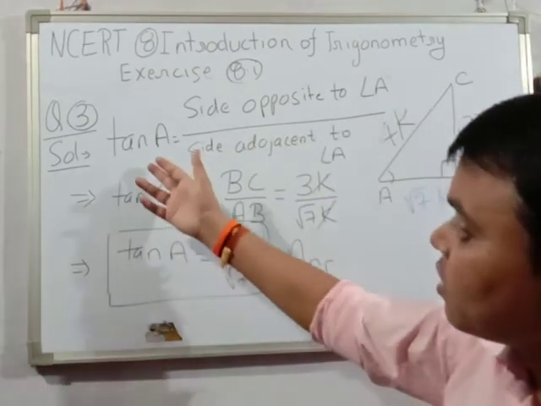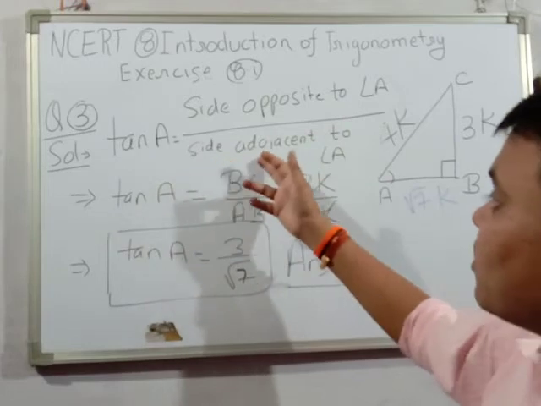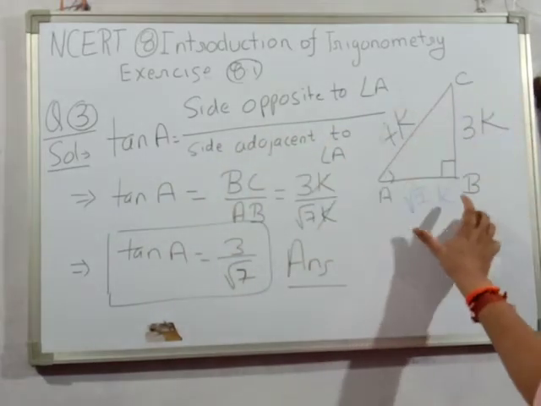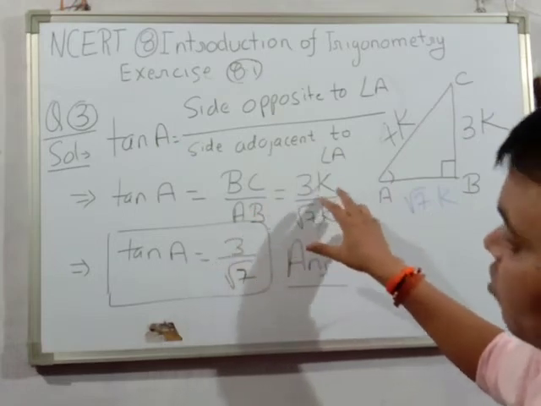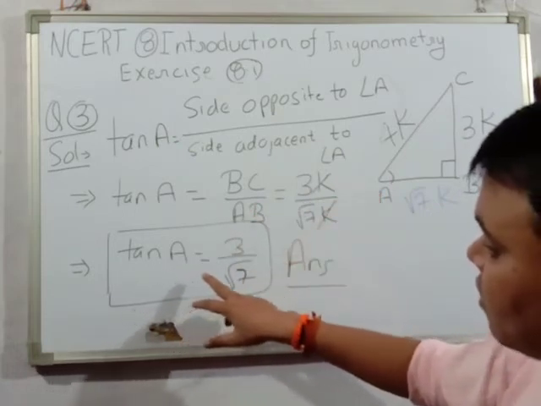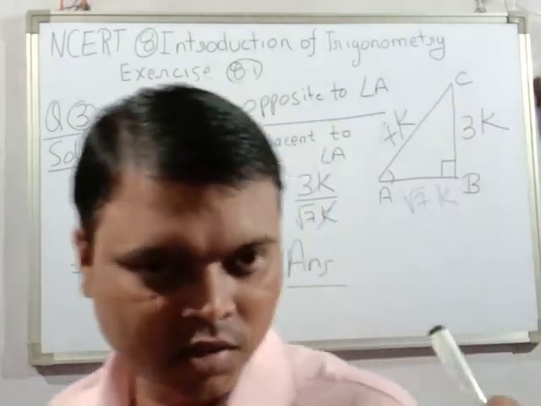Next for tan A. What is the formula of tan A? Side opposite to angle A divided by side adjacent to angle A, means BC upon AB, means 3k upon root 7k. k cancels, and we get the answer tan A is equal to 3 by root 7. That is the answer.